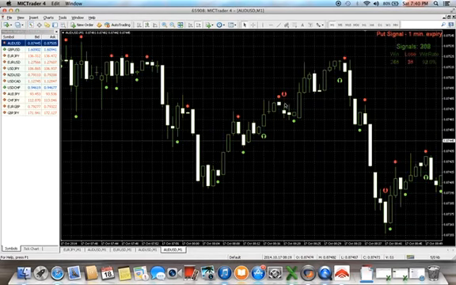This again is not a good setup because there's a dot and the arrow, but the candle has gapped down quite a bit. So we'll not enter this trade.